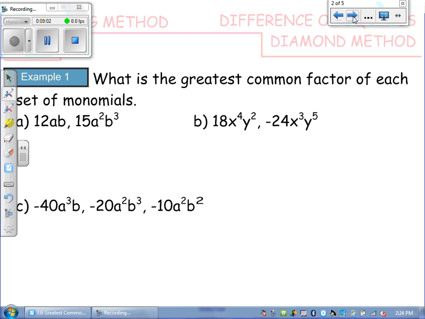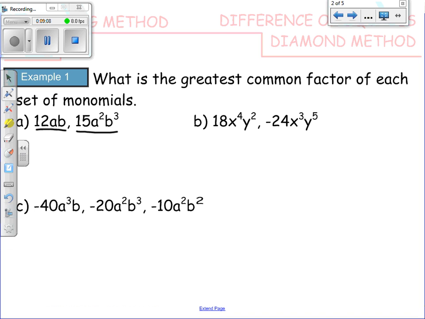Yeah, so let's start off. This is one term, second term. You're going to look at the constants, 12 and 15. What's the greatest number that divides into both 12 and 15, Jared? 3.